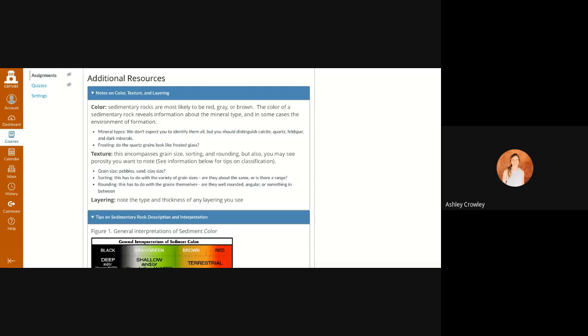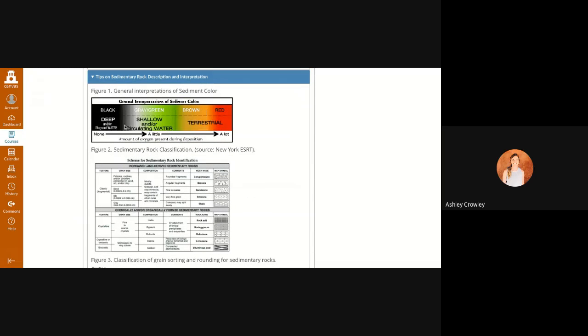So you could say that that texture is smooth, but if it has just recently broken off of something and hasn't gotten the chance to smooth out, then you would say that that texture is rougher. So when we're looking at texture, we're looking at grain sizes, sorting. So are there a lot of different sizes or just a few? And rounding. So is it rounded or is it angular or is it somewhere in between? So let's look at a couple pictures.